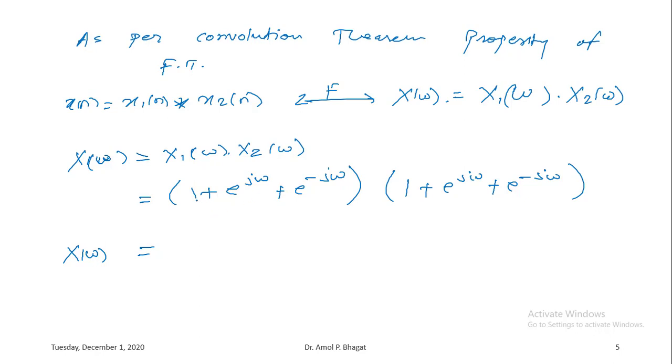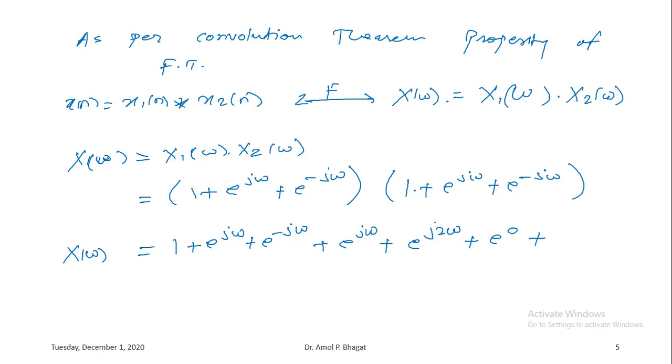So initially you will multiply 1 with this complete bracket, so you have 1 plus e to the power j omega plus e to the power minus j omega. Next you will multiply e to the power j omega with 1, so e to the power j omega, plus e to the power j omega multiplied by e to the power j omega, so e to the power j 2 omega, right? Plus again e to the power j omega into e to the power minus j omega, so e to the power 0 will be there, right?